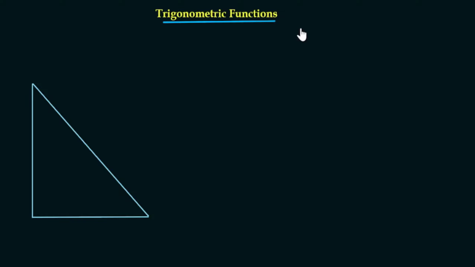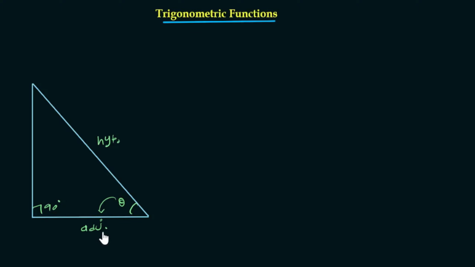In the second video of trigonometry, we are going to see what trigonometric functions are and how they are defined. Now let us consider one right angle triangle here. This is the 90-degree angle and this is our theta. This is the hypotenuse, and the adjacent side of this theta is known as adjacent, ADJ.